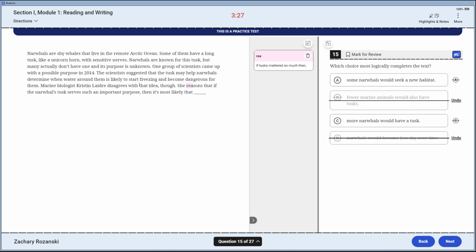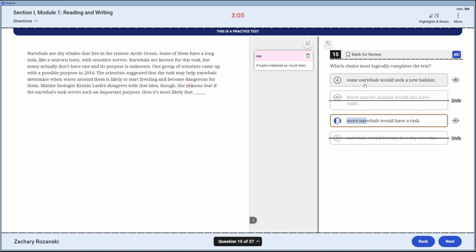These 2 ideas, I'm going to go back an idea because they seem tempting. Evidence for C suggested that tusks may help narwhals determine whether the water around them is likely to start freezing and become dangerous for them. She said this is a stupid idea. If they were so important, then more would have them. Yeah, I absolutely love C.